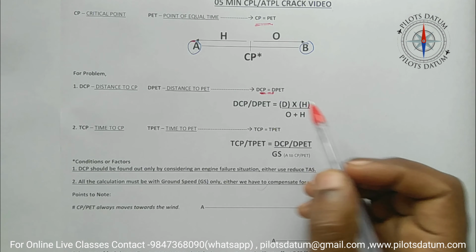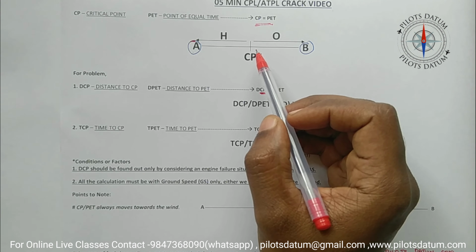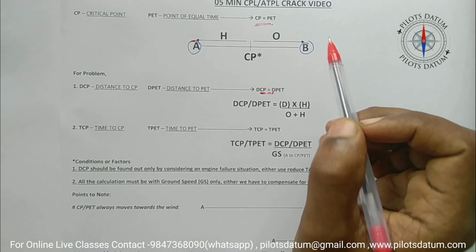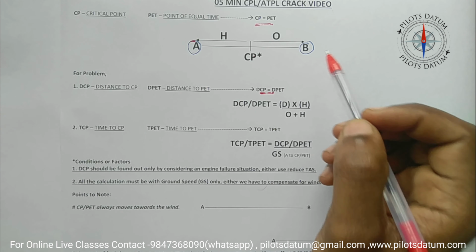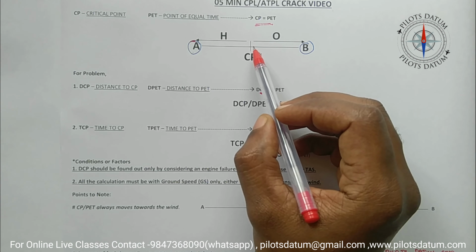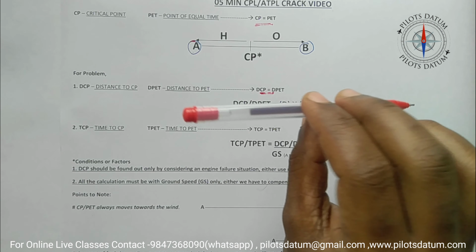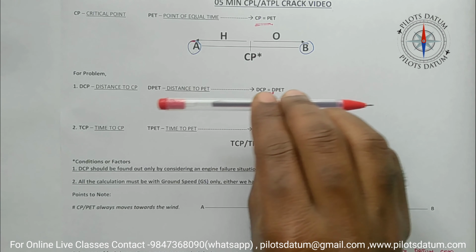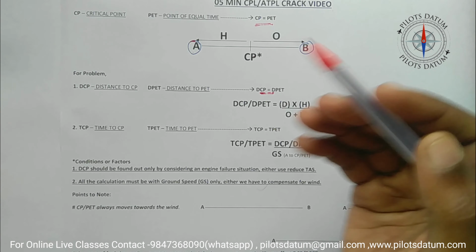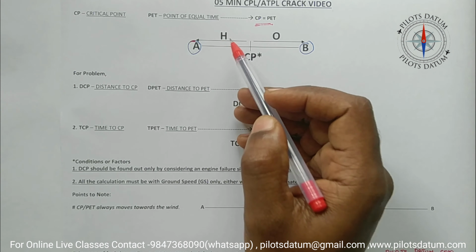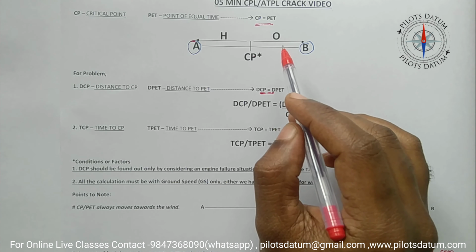So H simply stands for ground speed from CP to A, and O is the ground speed from CP to B. Again, two things to be noted: I am saying ground speed, not the true airspeed. We are taking ground speed. O is the ground speed from CP to B. Again, the direction should be noted correctly, because here the aircraft is traveling towards the destination. So it is going outbound. O stands for outbound. H is homebound, going home, and O is outbound, traveling towards the destination. So it is called O.